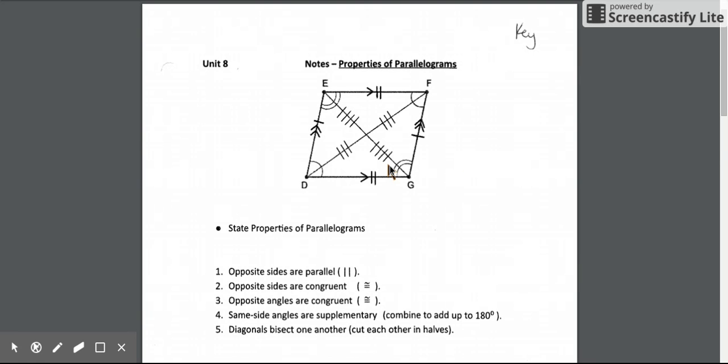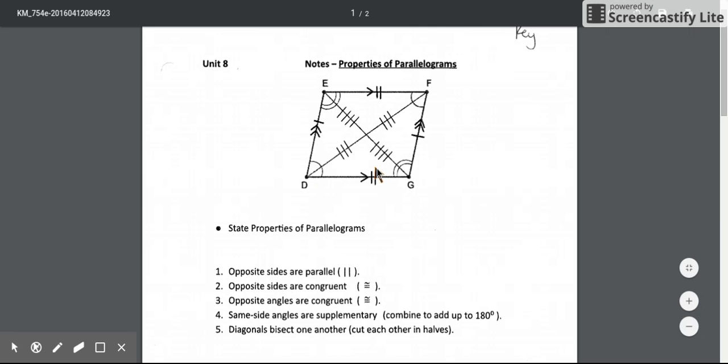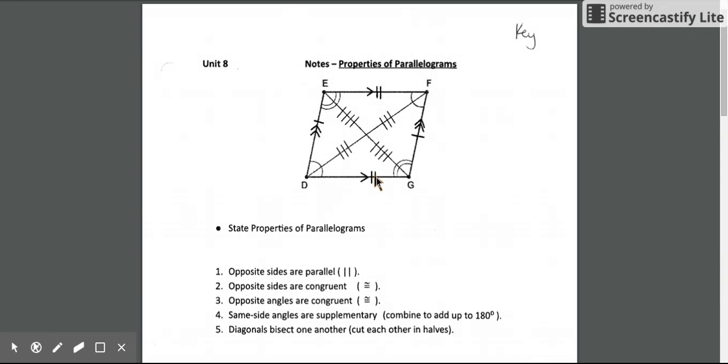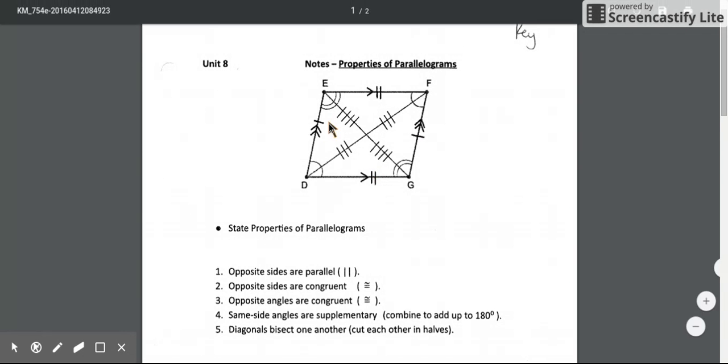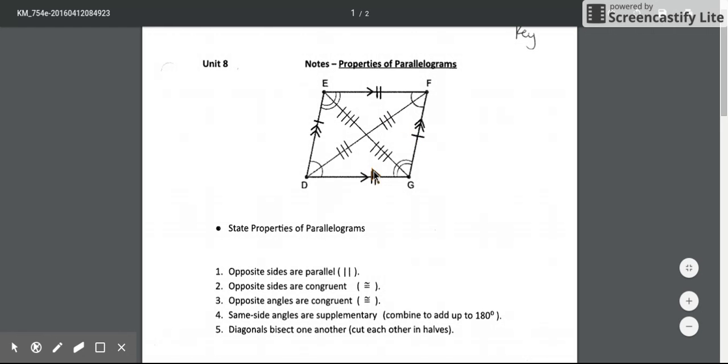Opposite sides are congruent. So sides that are across from each other are the same exact length. You can use your ruler on your protractor to verify that. The symbol for congruent lengths or segments is a little hash mark. They have the same number of hash marks. They're congruent to each other.